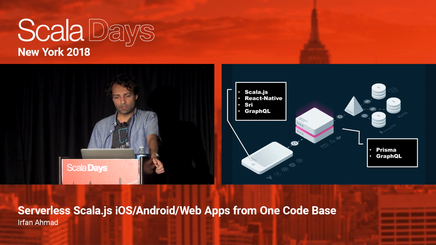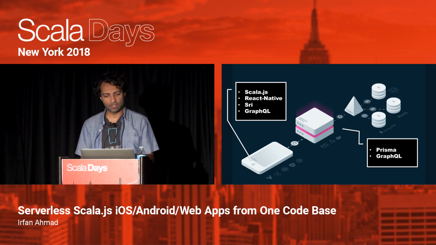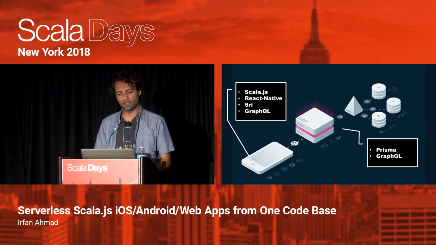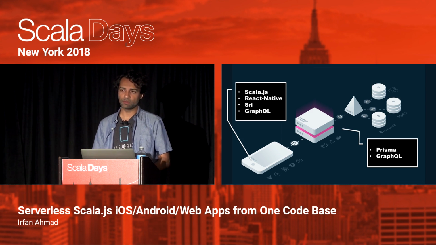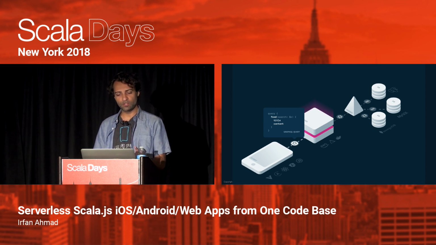Okay. So the core technologies we're going to be experimenting with in our live session here are Scala.js, React Native, Sri, which is the Scala bindings and facade for React Native, and GraphQL on the client side, and then on the server side is Prisma, which is a wrapper on top of Sangria, which is written in Scala, and then GraphQL as well.